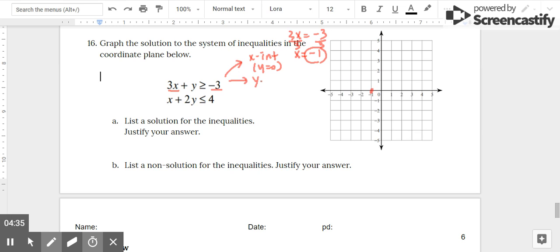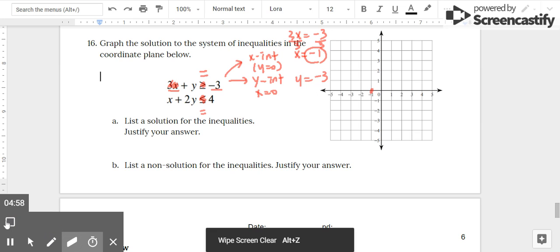And let's find the y-intercept. The y-intercept is when x is equal to 0. So now x is gone. So y is equal to what? Negative 3. When you graph a system of inequalities, you just graph the system of equations. You just ignore all the inequality symbols. You just think that it's equal and then graph first, okay?